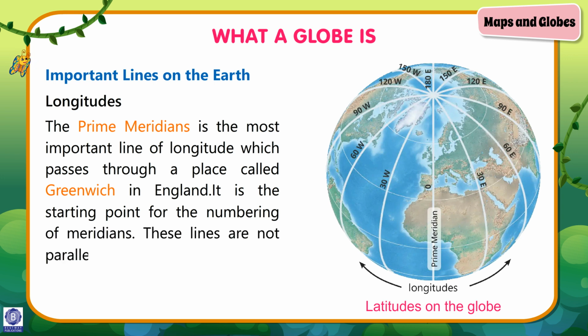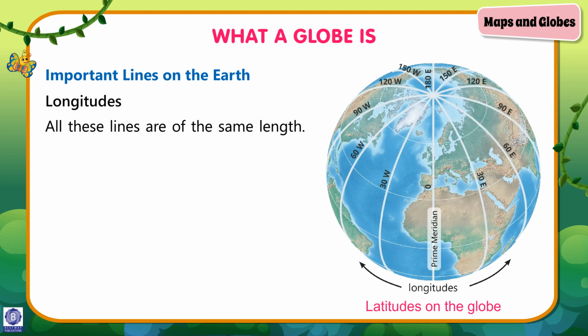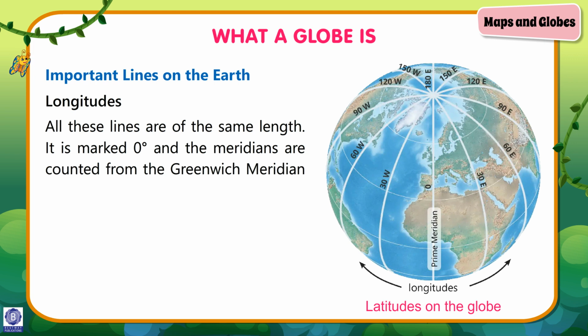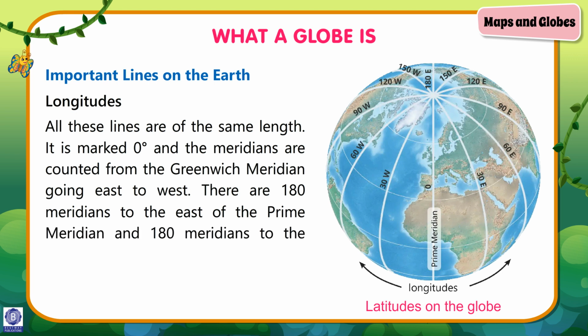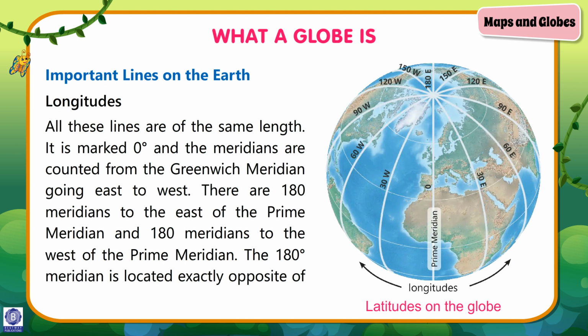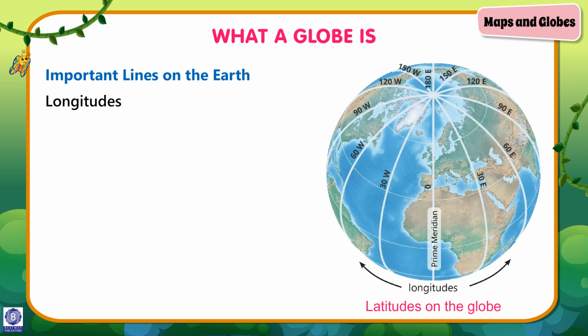These lines are not parallel. They meet at the two poles. All these lines are of the same length. It is marked 0 degree and the meridians are counted from the Greenwich meridian going east and west. There are 180 meridians to the east of the prime meridian and 180 meridians to the west of the prime meridian. The 180 degrees meridian is located exactly opposite to the 0 degree meridian on the globe.